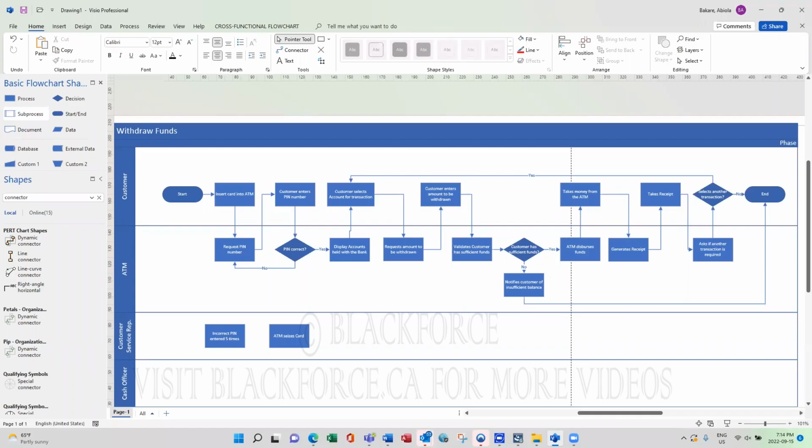Yeah. The question is that based on what we've mapped out so far, just focusing on these two lanes here, customer and ATM, where will the services of a cash officer be needed here? Can anybody think of anywhere here where we will need the services of a cash officer? Maybe where we have the ATM disbursing.